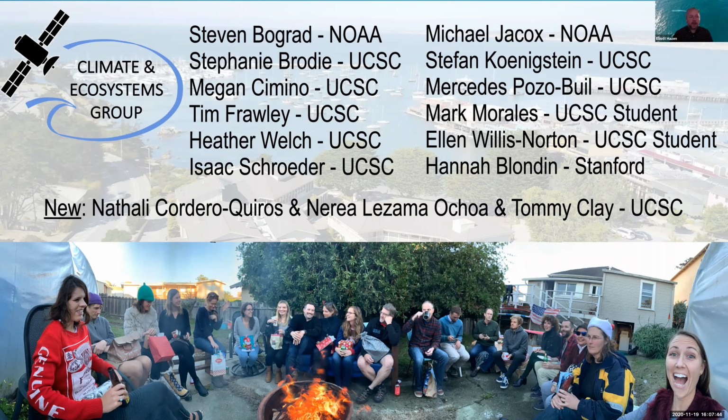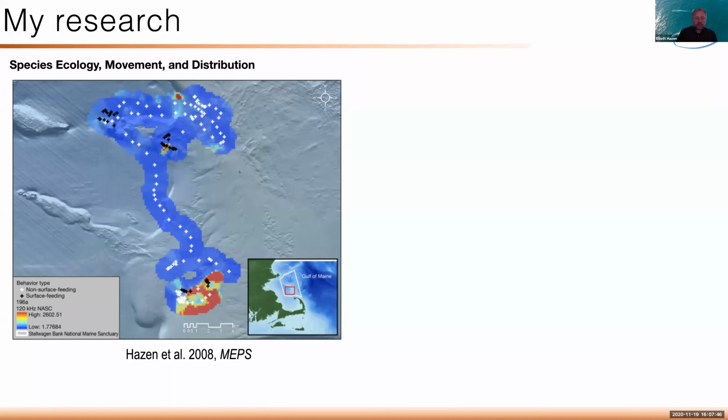Sorry, I'm having trouble advancing, but Geeta introduced this quickly, but I'd like to look at things like species movement and distribution. And this is an example from humpback whales in Stellwagen Bank National Marine Sanctuary, where I was modeling what drives, in terms of prey distribution, what drives whale likelihood of foraging. So you can see foraging events in black, and whiter times when they're not foraging, relative to dense patches of prey in red.